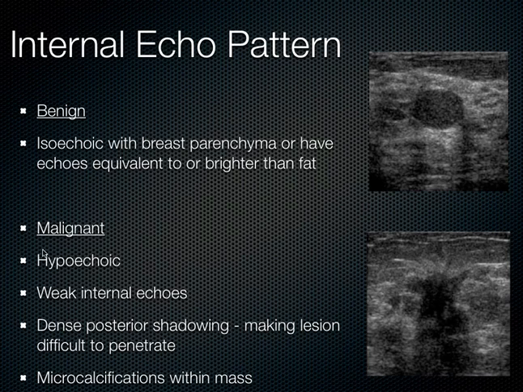Okay, so that's one major obvious way to determine the difference between these masses. It's hypoechoic with very weak internal echoes, and then there's often shadowing posteriorly. This makes the lesion harder to penetrate because of the material that these malignancies are made up of, which causes more shadowing. And sometimes there are even microcalcifications within these masses that obviously also cause more shadowing. So benign, more isoechoic; malignant, hypoechoic.